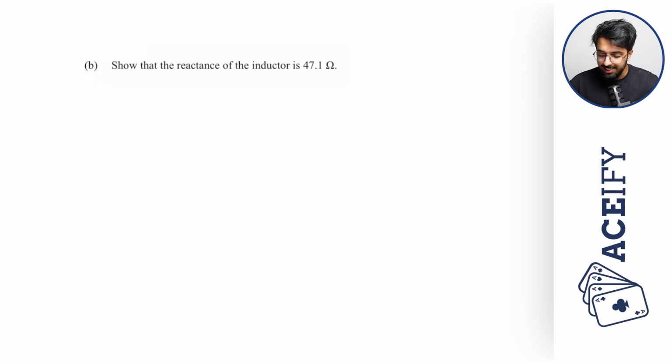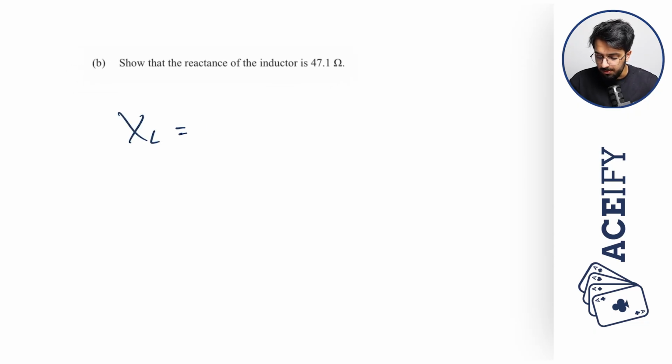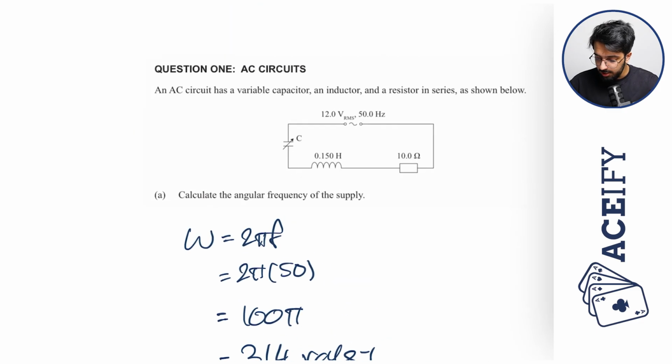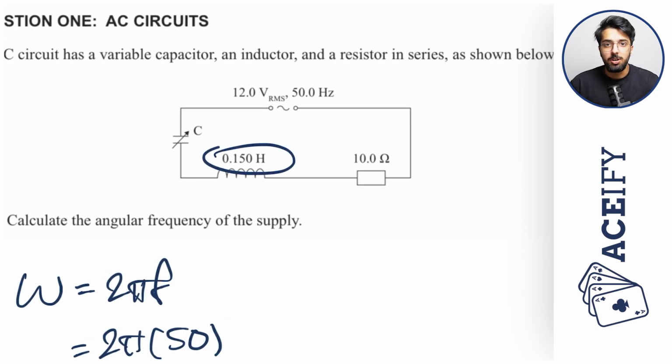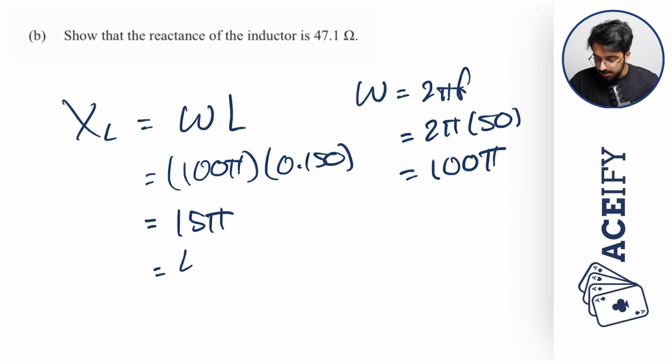Show that the reactance of the inductor is 47.1 ohms. Alright, so we know the reactance of the inductor, the equation for that is XL is equal to omega L. We just found our angular frequency and that's equal to 2 pi f, and so that's equal to 2 pi times 50, and so we can say that's 100 pi. Gotta keep it like this to keep whole values. And if we go up here, we can see we have our inductance of 0.15 henries. And so now we can simply plug in our numbers. We get 100 pi multiplied by 0.15 henries, and that's equal to 15 pi, or that's equal to 47.1 ohms. And as you can see, that's the value that we're trying to find.